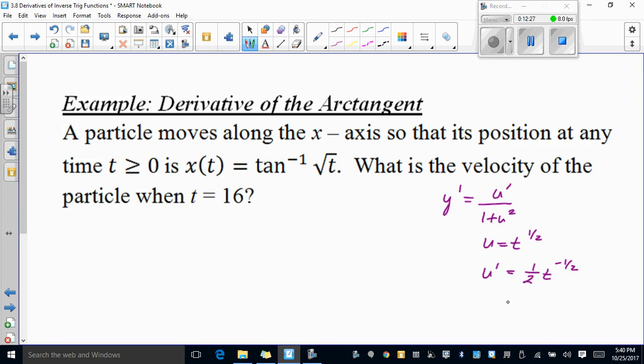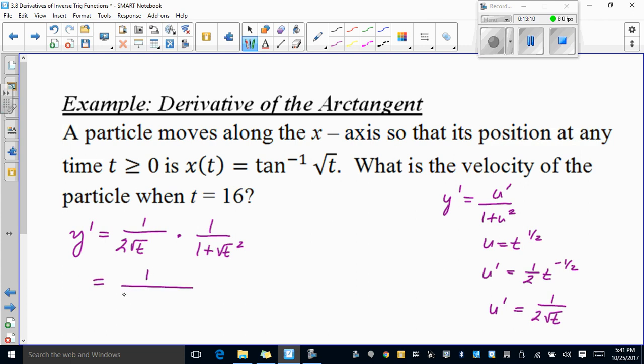The 1/2 tells you the t is under a radical. The negative tells you that t belongs in the denominator. And now we can plug this in. y prime equals u prime over the other. So this is going to be 1 over 2 radical t times 1 over 1 plus radical t squared. Or in other words, we get 1 over 2 radical t times 1 plus t, because a radical cancels a square.